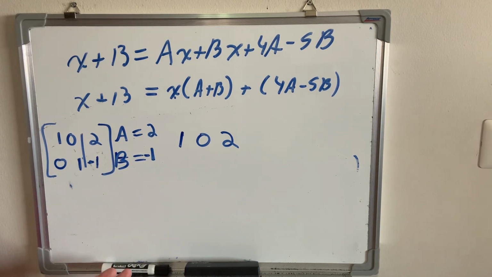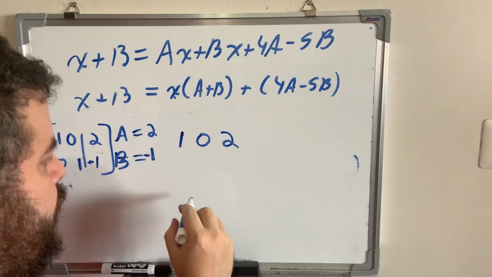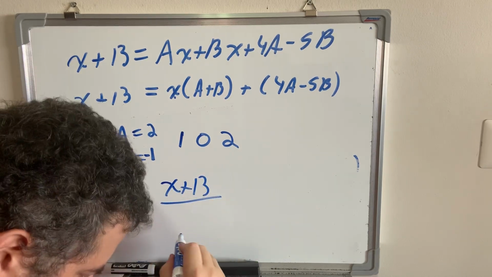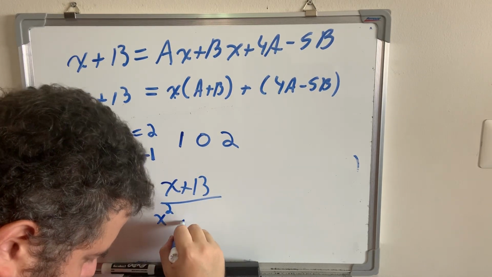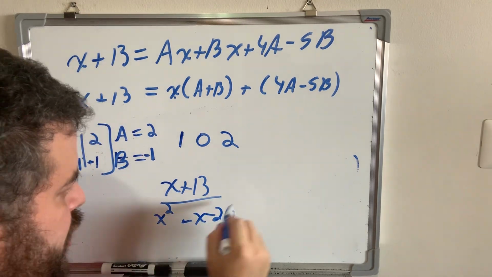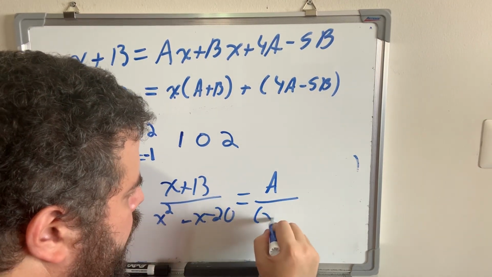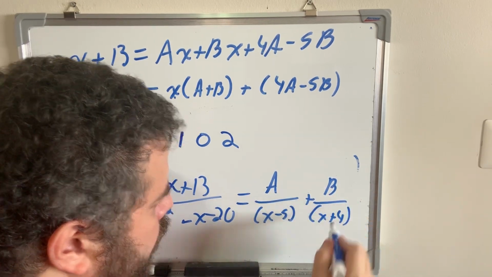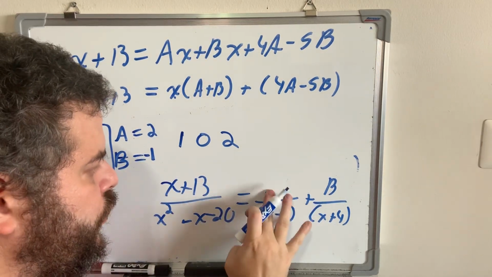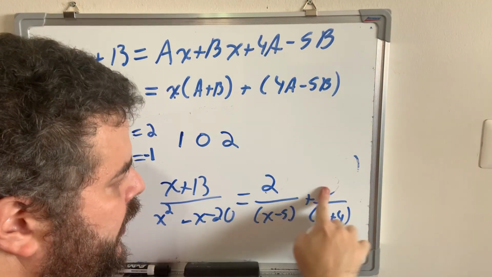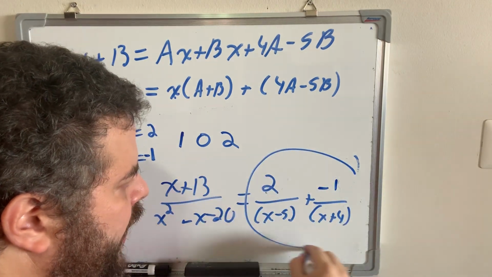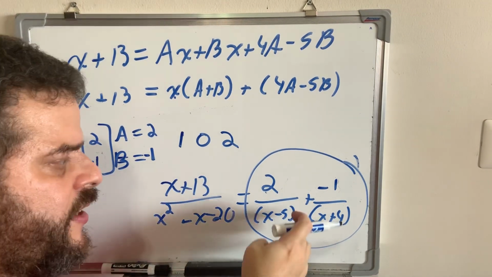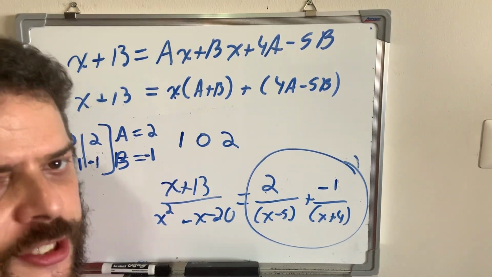So to finish, all you have to do, once you have your A and B values, is rewrite your expression. The original expression was this. That was the original expression, and that was equal to A over x minus 5 plus B over x plus 4. But now I know that my A is 2, and my B is -1. This is your answer. You turned a rational expression into the sum of two simpler fractional expressions.